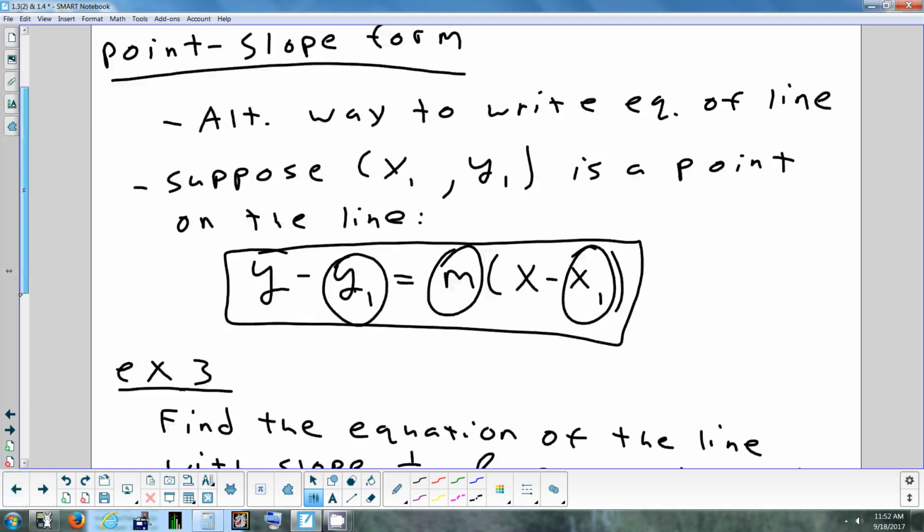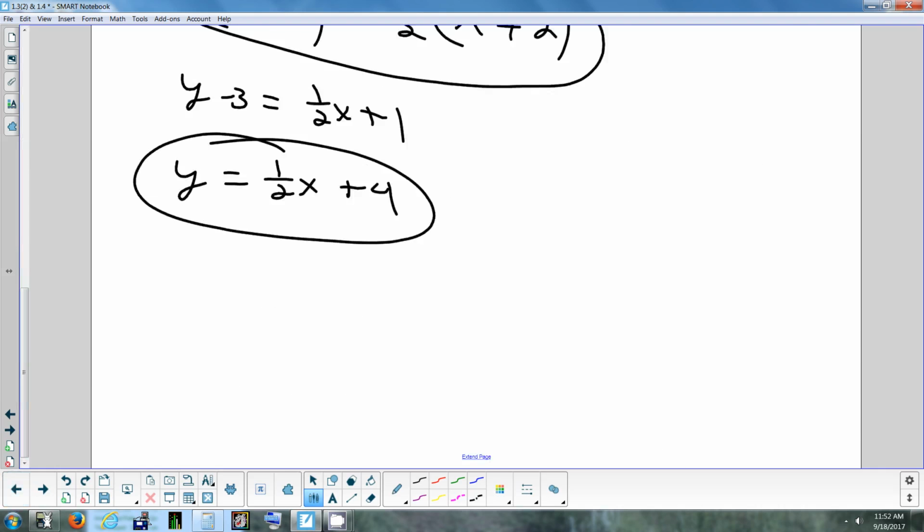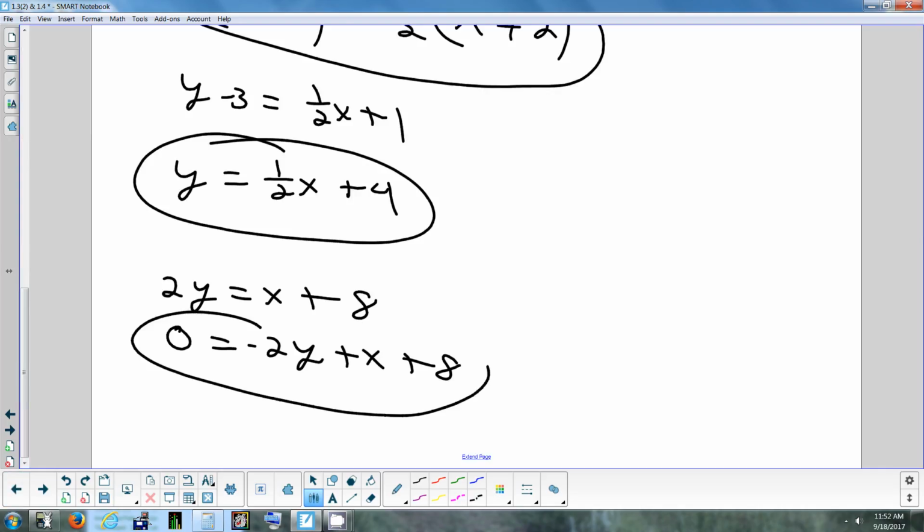And I'm going to show you one other way you could write it. What if I didn't want any fractions? What could I do to everything here to get rid of all my fractions? Yeah? Multiply by 2. Yeah, I could double everything. 2y equals x plus 8. And the other thing I could do is put everything on one side, kind of like you're solving a quadratic. That's another way to write it.